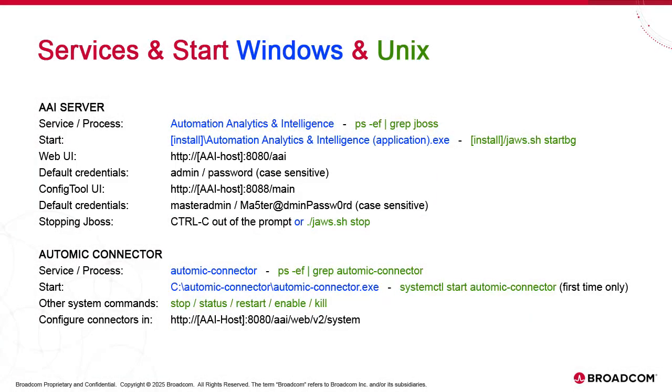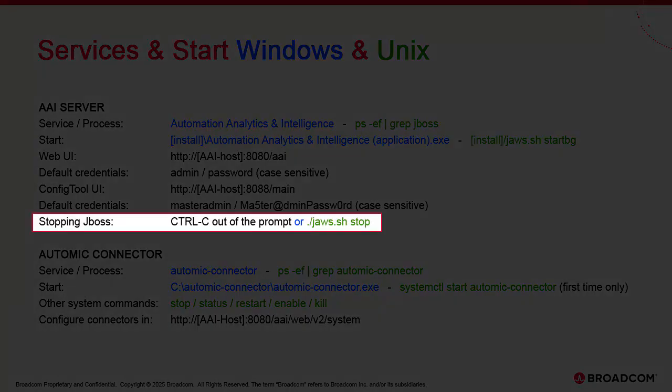If you need to deploy TLS SSL, then we recommend signing up for the full installation and configuration admin course available in our catalog. To stop AAI, you simply Control-C out of the active prompt if you've used the foreground option. This shuts down the web server. If you use background, then execute the jaws.sh script with the stop option.